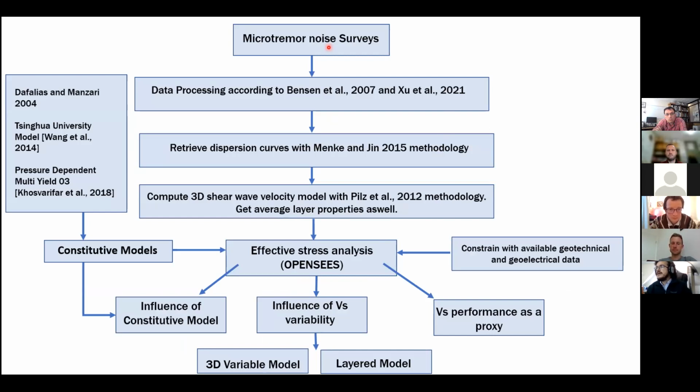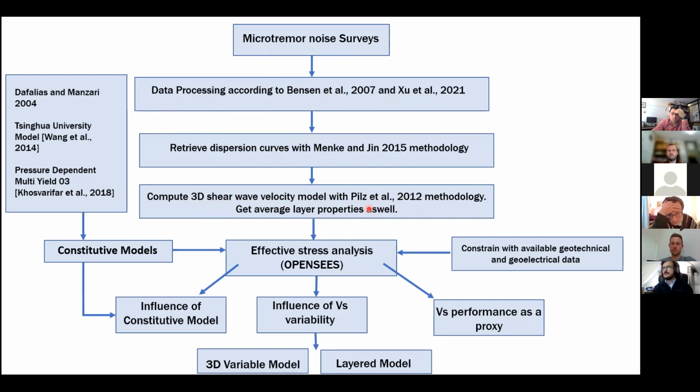So in resume, I think you cannot see here in my screen because this is hidden by my screen. But here we do the microtremor noise surveys. Then we process the data according to Benson et al. and Chu et al. We retrieve the dispersion curves with the Menke and Jin methodology, and we compute the 3D shear wave velocity model with the Pitts et al. 2012 methodology. We also get the average layer properties as well.